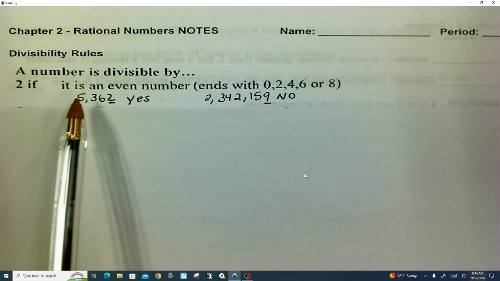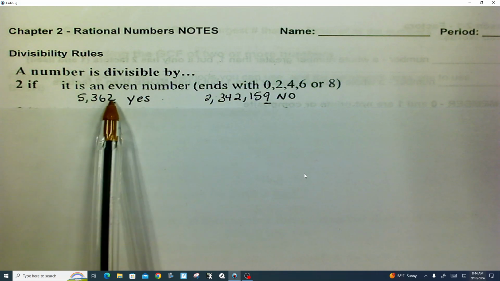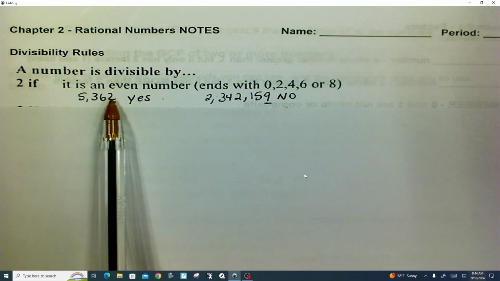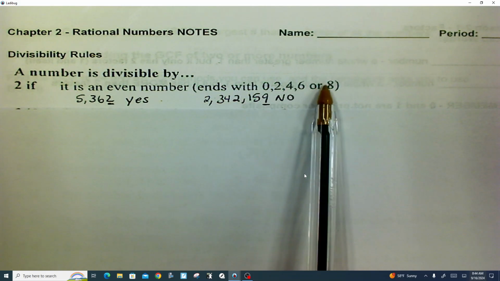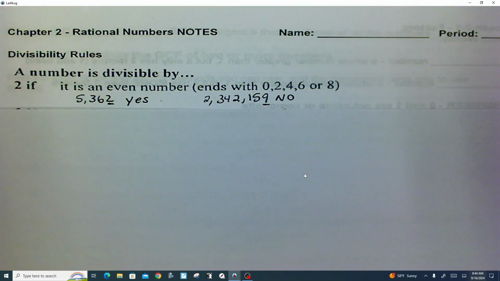5,362, yeah, it's got a 2 on the end of it. So can we divide this by 2, yes or no? Yeah. But this one, it doesn't end with one of these numbers, so that's a no. What about if it's divisible by 3?